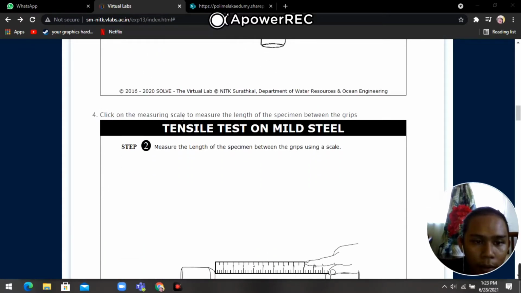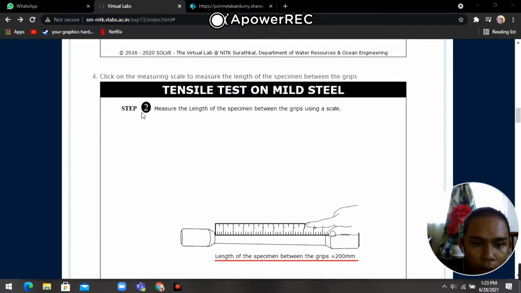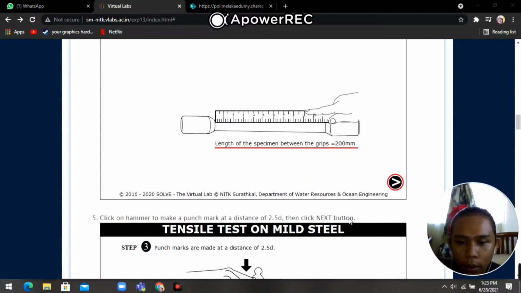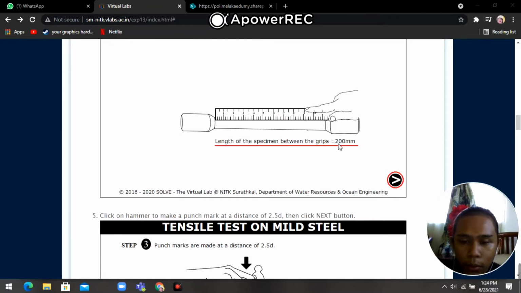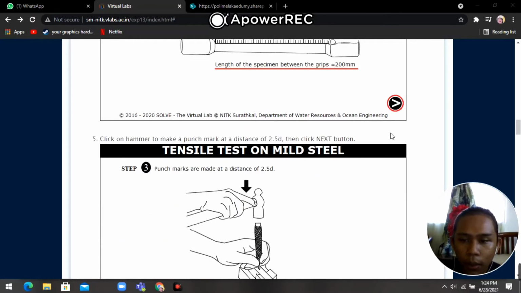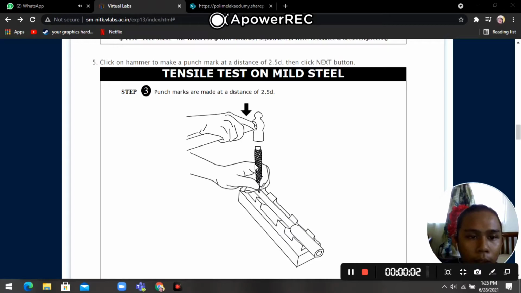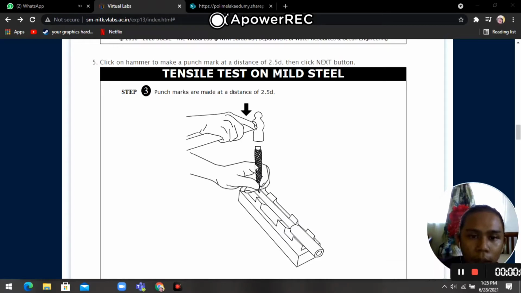Step 4: click on the measuring scale to measure the length of the specimen between the grips. Measure the length of the specimen between the grips using a scale. Length of the specimen between the grips equal to 100 millimeter, and then we click next step. Step 5: click on the hammer to make a punch mark at the distance of 2.5D, then click next button.